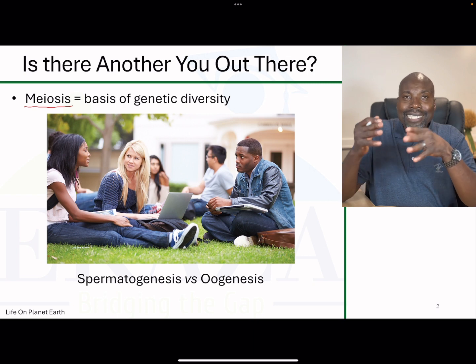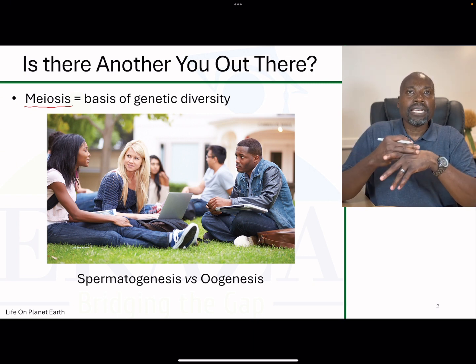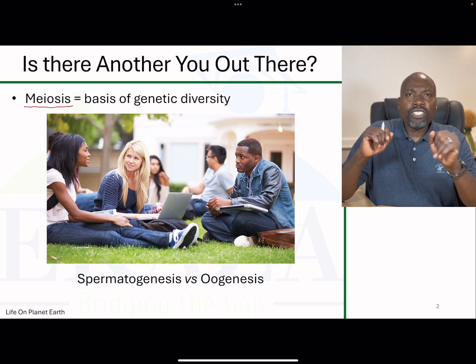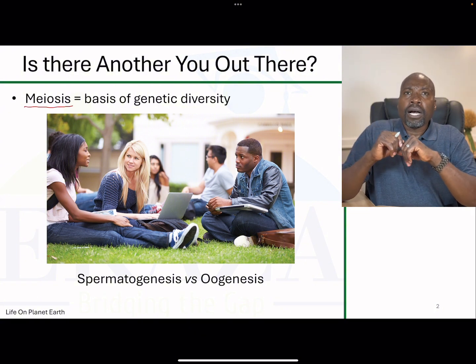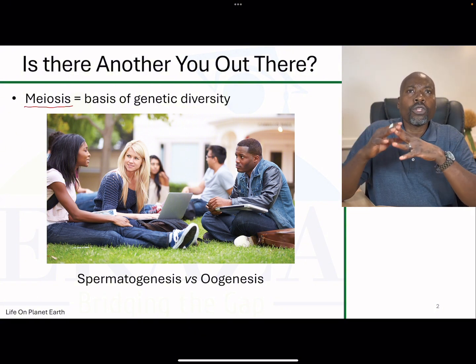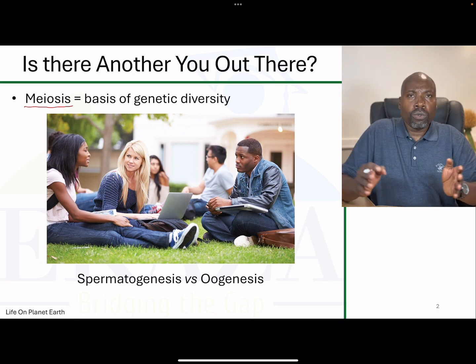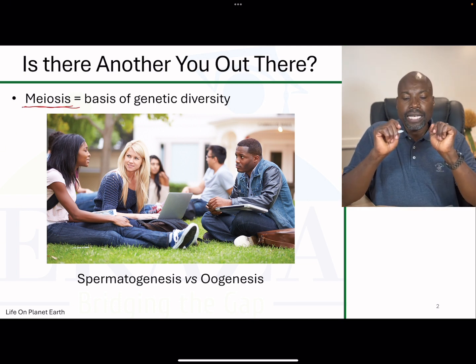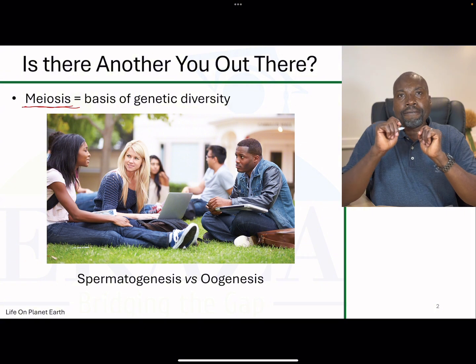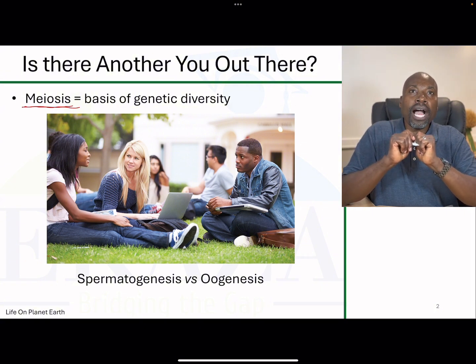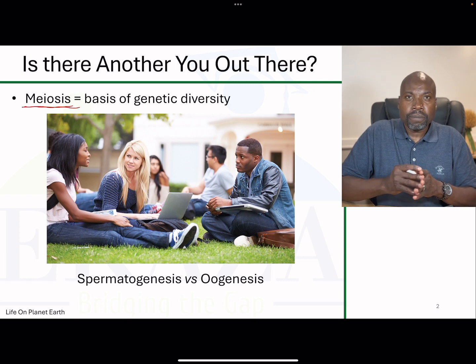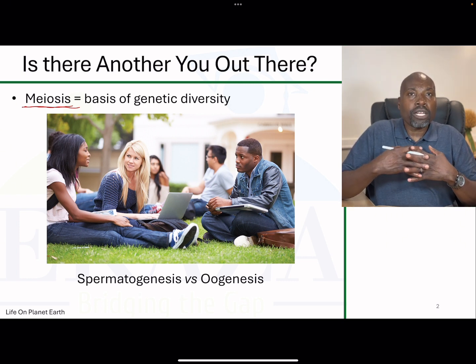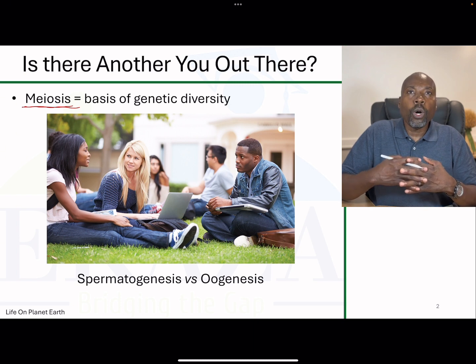It can be in Tuscarawas County, in Stark County, in New York State. It can be in Europe, in Asia, in Africa, in Australia. There is no other you out there across the world. Why? Because of meiosis. Meiosis is the basis of genetic diversity. Meiosis is the reason why, even among your siblings, you may be genetically extremely close, but there is no other sibling that is just like you. That is not possible.